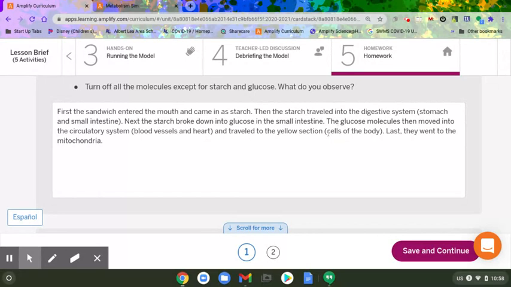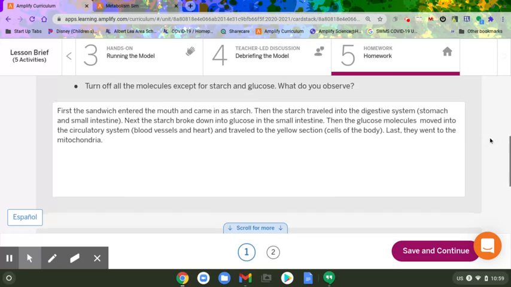Then the glucose molecules moved into the circulatory system, which include the blood vessels and heart, and traveled to the yellow section, which would be the cells of the body. And lastly, they made it to the mitochondria, which are in the cells. Now, technically, the last step would be at least just getting to the cells of your body. The point is that it is the glucose that traveled to the cells of your body, not starch. And you can clearly see that in the sim.